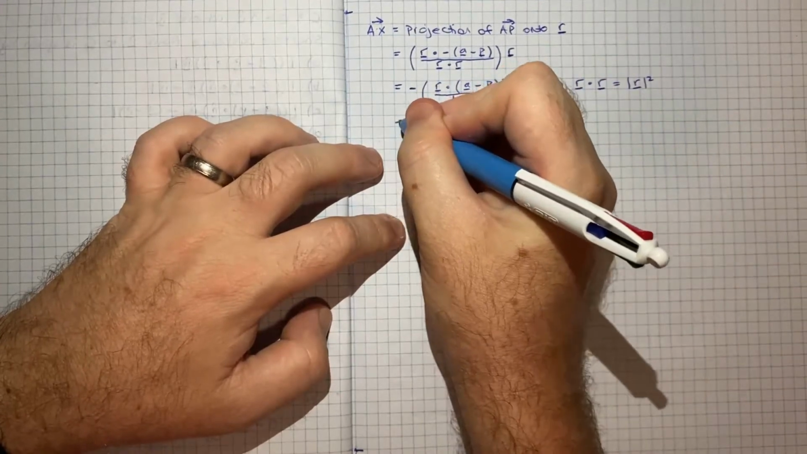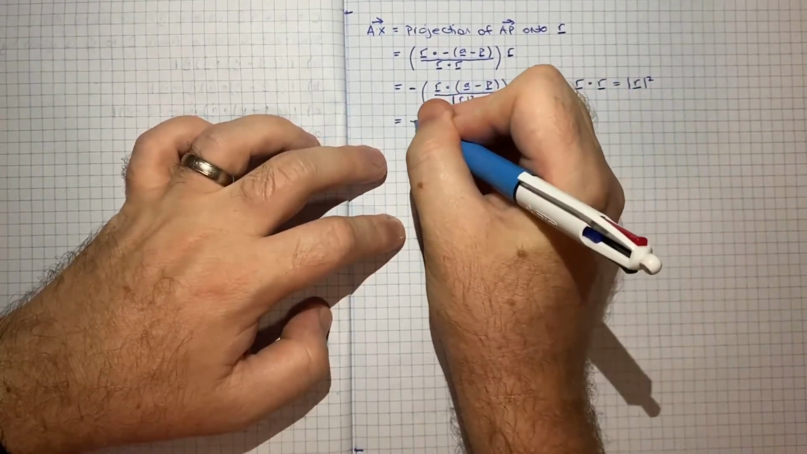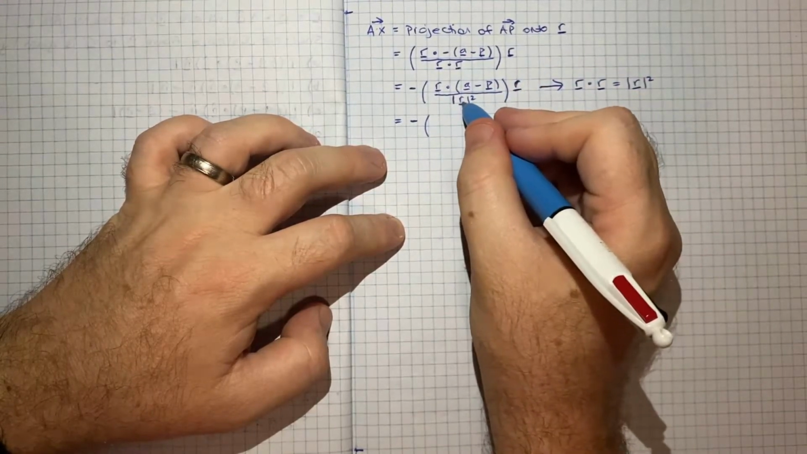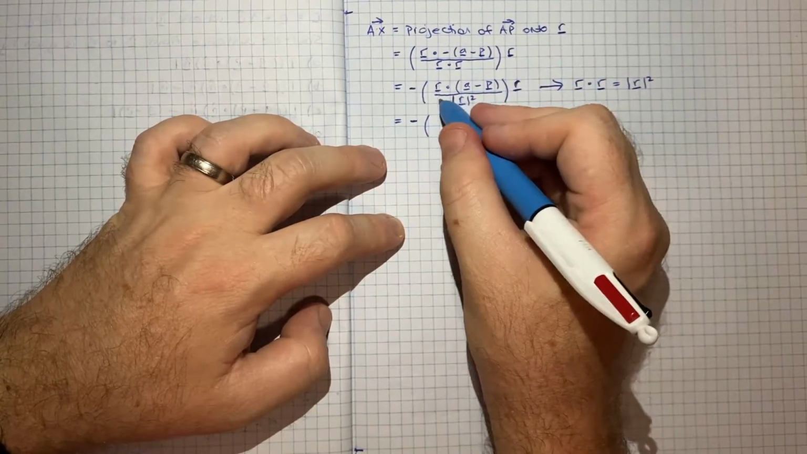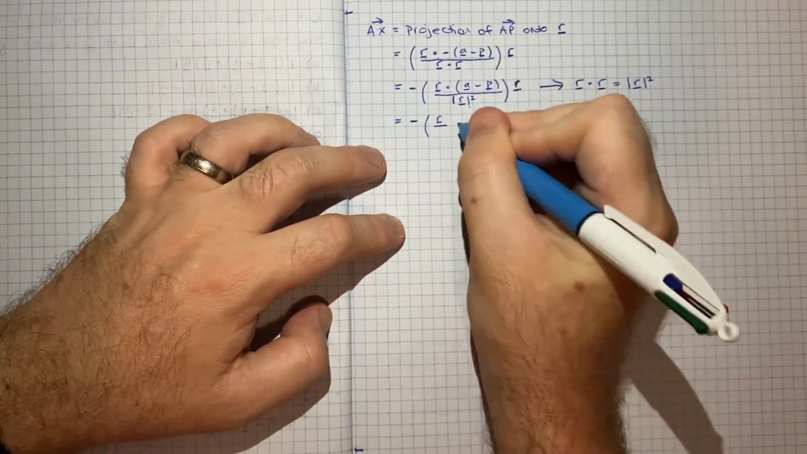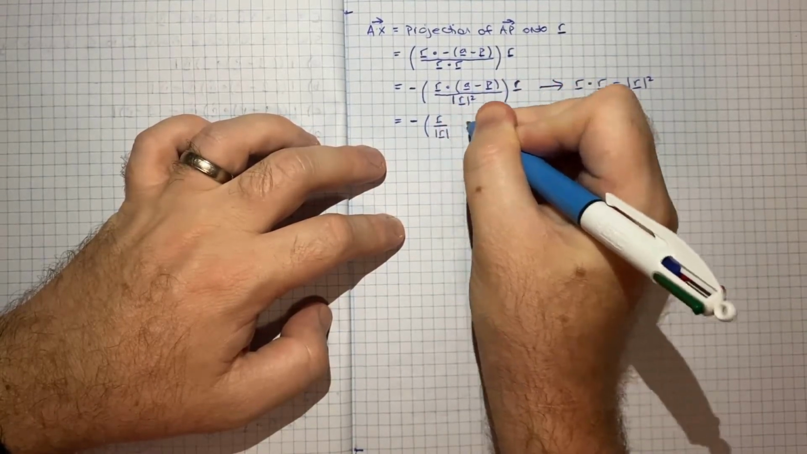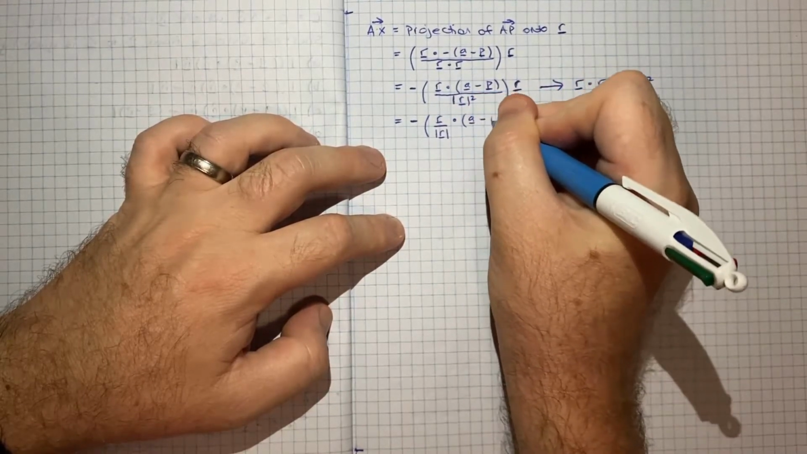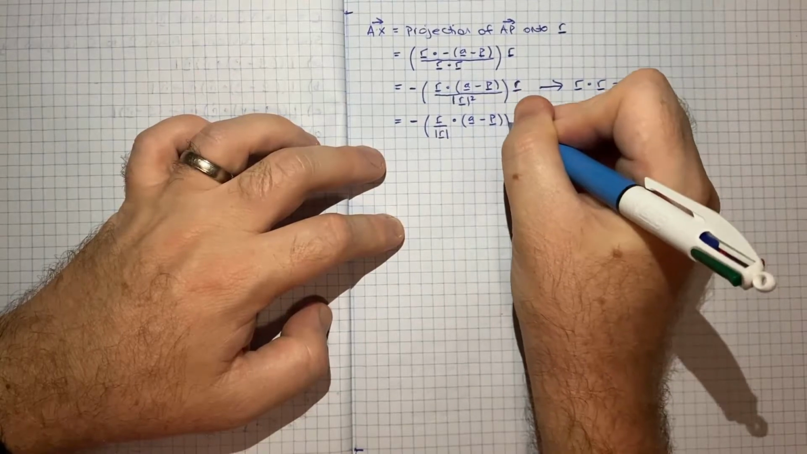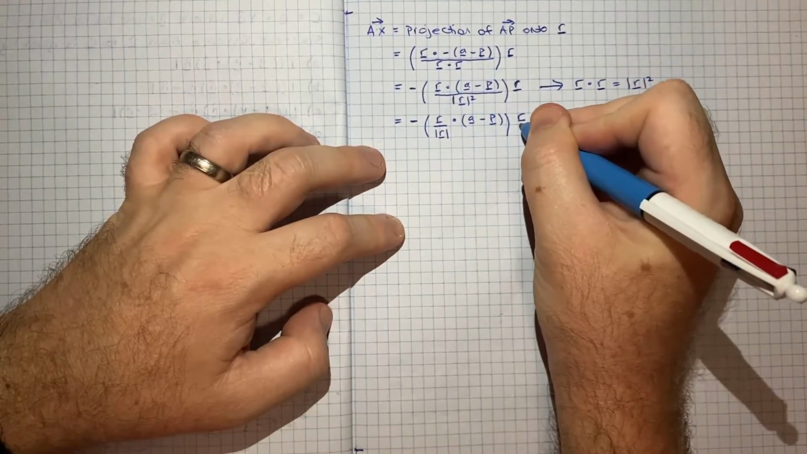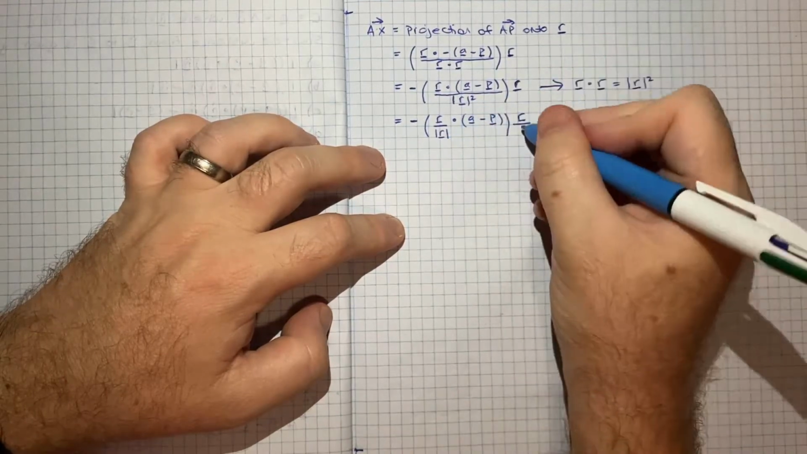In continuing to simplify this, I'll write this as negative, and this R vector over the magnitude of R vector squared, I might just separate that out into two things. So we'll have R vector over the magnitude of R vector, times the dot product of A vector minus P vector and R vector, divided by the other magnitude of R vector.